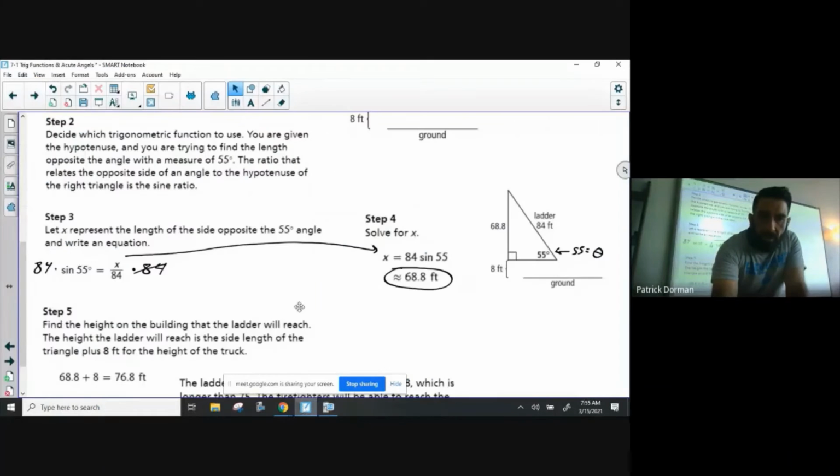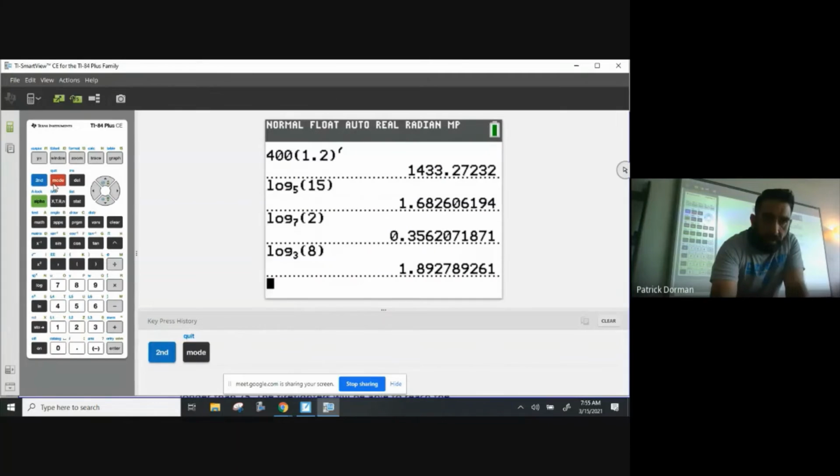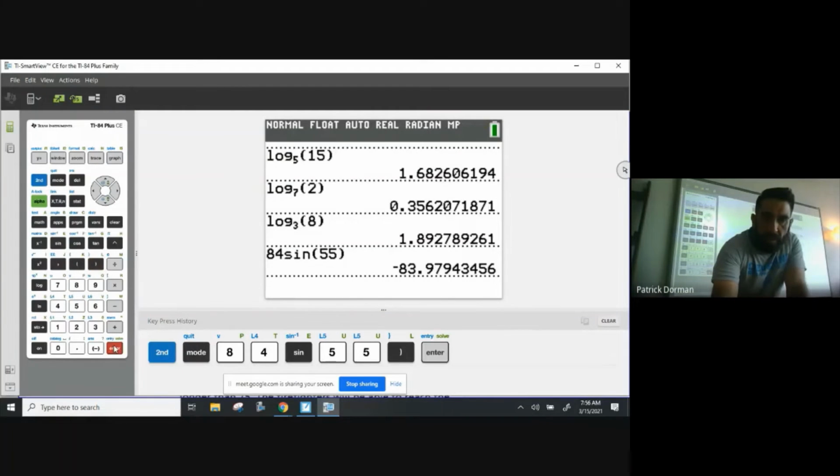So the value we're looking for is 84 sine 55. And this is a good time to test your calculator and make sure that it is in the correct mode. We'll see if mine is right now. So your sine button is right here, and we're doing sine of 55. And hit enter. Okay, so I got something very different from what we got here in our answer. In fact, a weird thing, I got a negative angle measure.